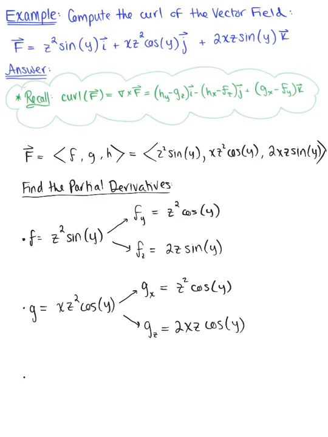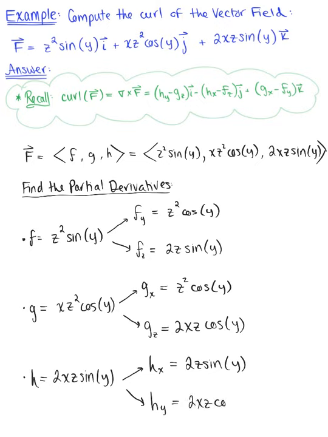And then last but not least, we want to consider the h component, which is 2xz times sine of y. We want to use this to find the partial derivative of h with respect to x, as well as the partial derivative of h with respect to y. Differentiating the h component with respect to x, we are left with 2z times sine of y. And differentiating the h component with respect to y, we are left with 2xz times cosine of y.